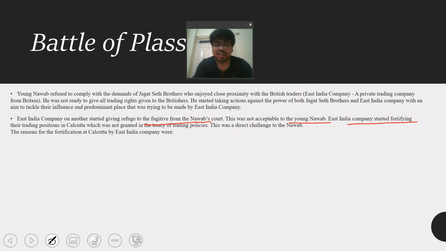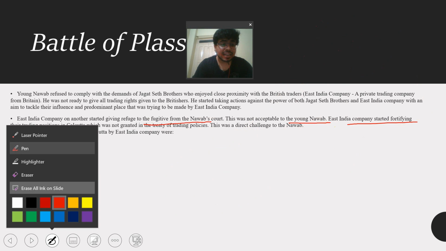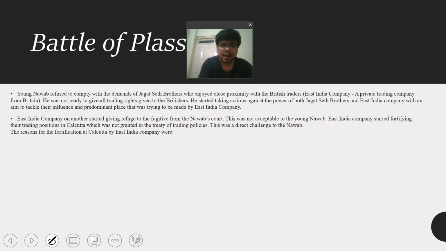The East India Company started fortifying their trading positions in Calcutta, which was not granted in the trading treaty. Against the policy of the government, the British company started fortifying the region, and this was a direct challenge to the Nawab. It was as if they said: I am fortifying in your region, and if you can do anything, just do it. We will face each other, and that is what led to the Battle of Plassey.